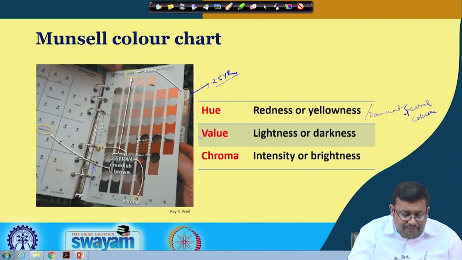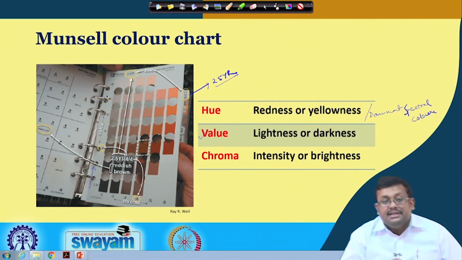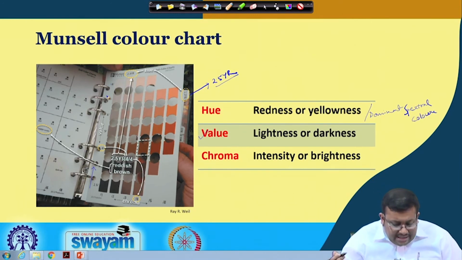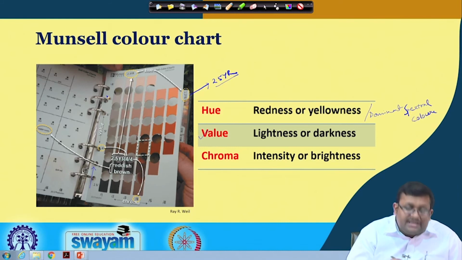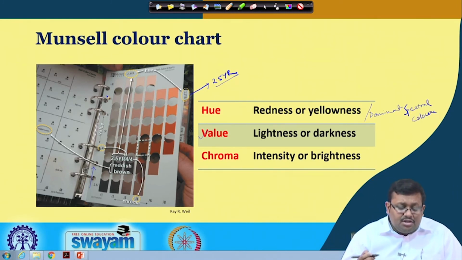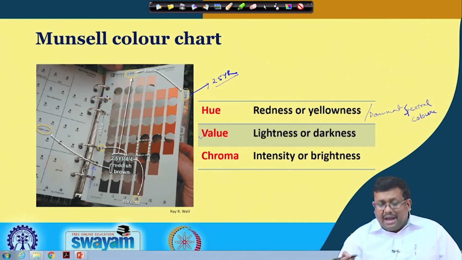So, you can see 2.5 and then 3, 4, 5, 6, 7 and 8. Basically, value shows the degree of lightness and brightness. So, lower values indicate darkness and higher values indicate brightness of a soil.